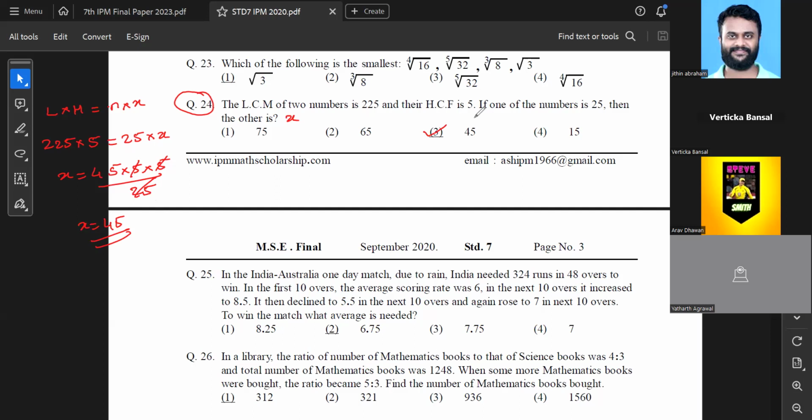And dear children, I got a reply from Ajinkya sir. Ajinkya sir says, whatever doubt you have, you post them on the WhatsApp group. Okay, sir. Thank you. Yeah.